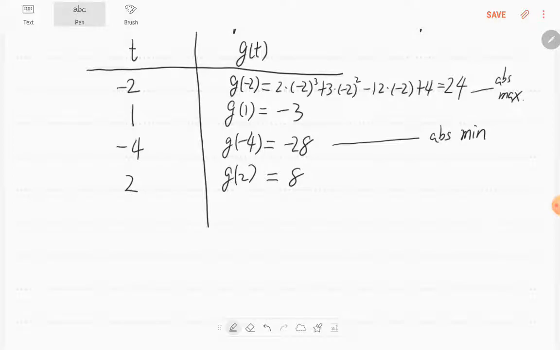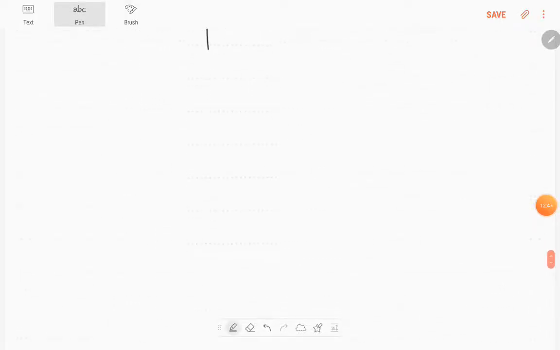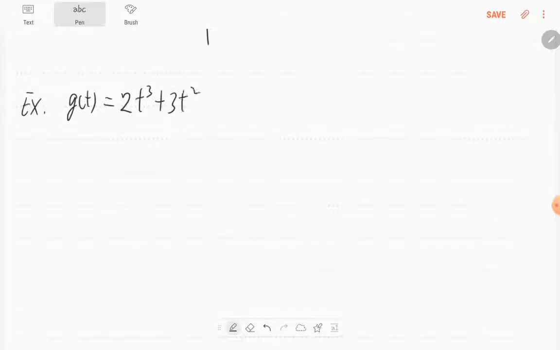Okay. So this is a very quick example. Now let's look at the same function, g of t equals 2t cubed plus 3t squared minus 12t plus 4. But we change the domain to from 0 to 2.